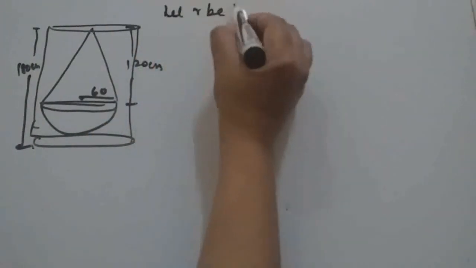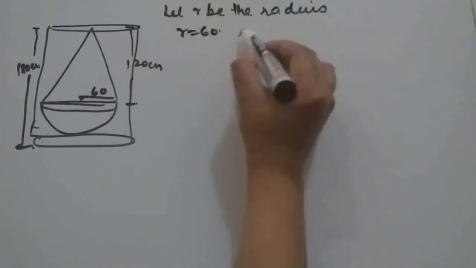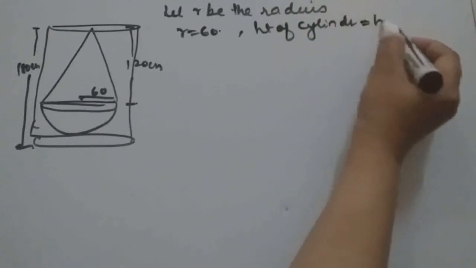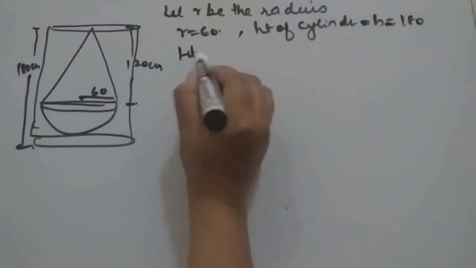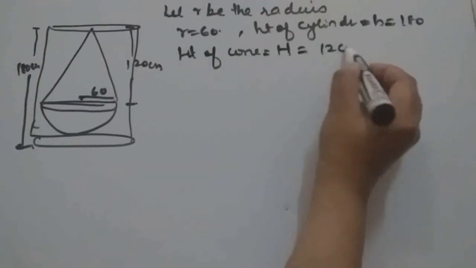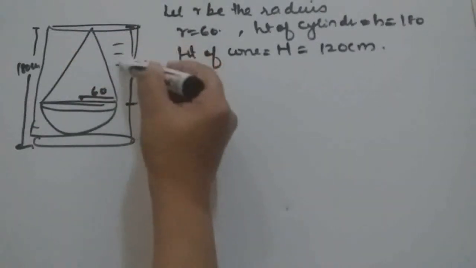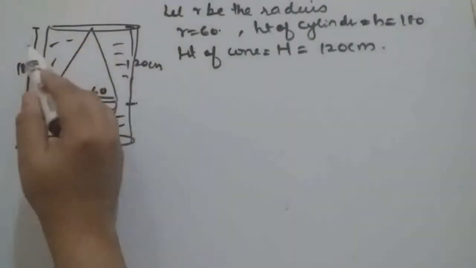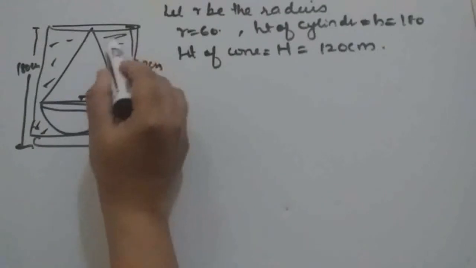Let r be the radius, and r is 60. The height of the cylinder we can say h, which is 180. The height of the cone we can say is capital H, which is 120. Then what should we find? The cylinder is filled up with water. If we place this solid inside this cylinder, water will move out. So we should find the remaining water, which means the remaining space.